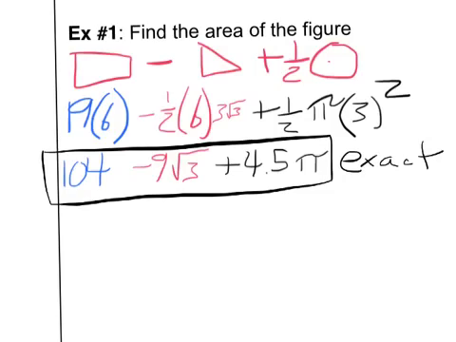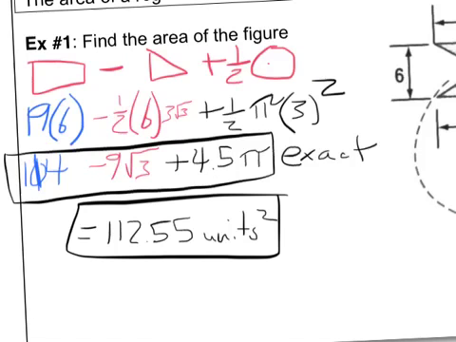So let me check and see what that would be. Actually, there's a typo here. This is not 104. Sorry, this should be 114. Sorry, I was just doing that in my head and I messed up. So there you go, 114 minus 9 rad 3 plus 4.5 pi. Alright, so when I get all that in my calculator, it comes back with 112.55 roughly. I had to round, that's why it's not exact, because I had to round right here. Units squared.